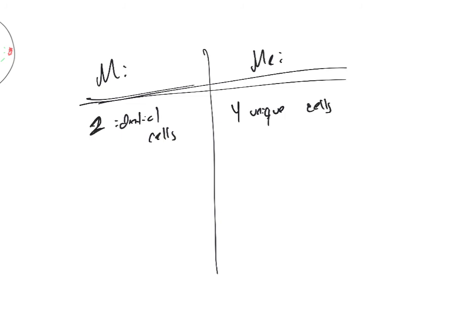So, in mitosis, how many divisions are there? 1 division. In meiosis, you're going to have 2 divisions. So we're not going to have an S phase. There's no interphase between meiosis 1 and meiosis 2.